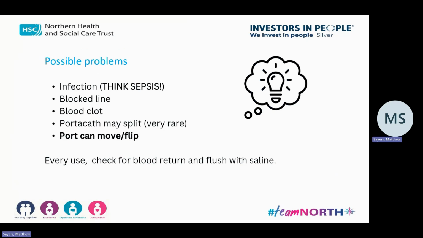The possible problems you're always thinking of with any line, and just to highlight, think sepsis. If there is any question about that line, that would be the first thing you'd think of. The line may be blocked. There could be a blood clot, which is why the technique that you use for flushing is so important. The portacath may split, but that is quite rare.